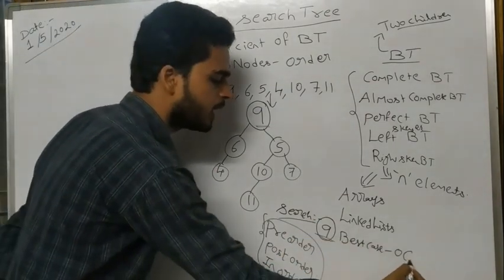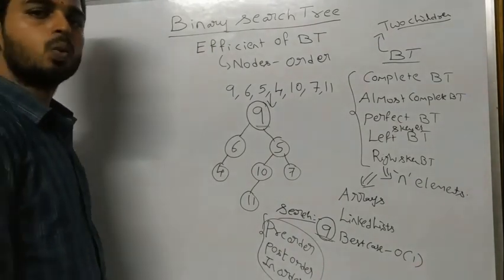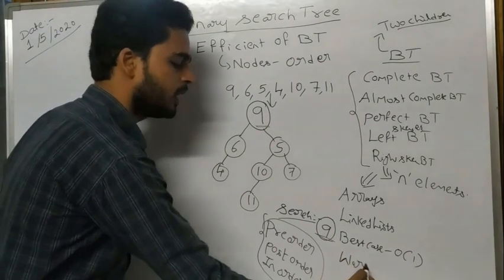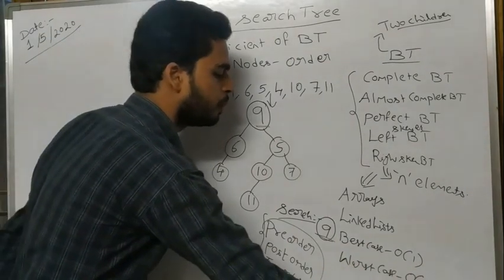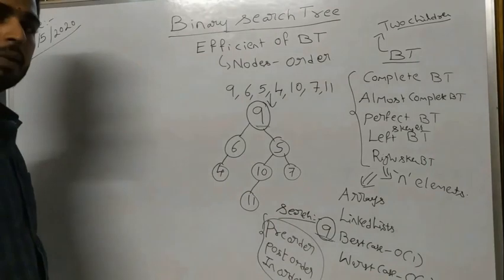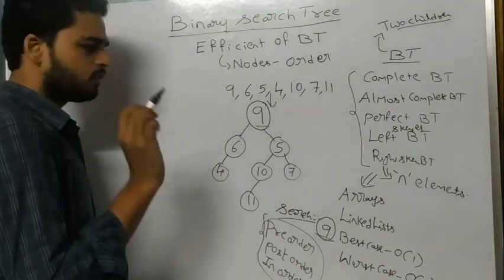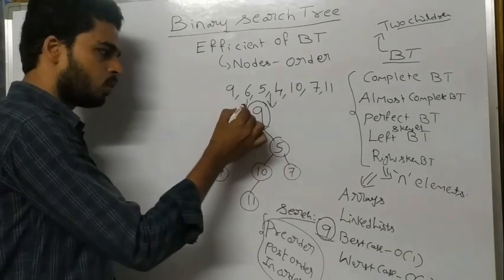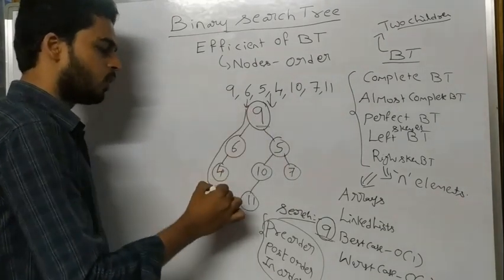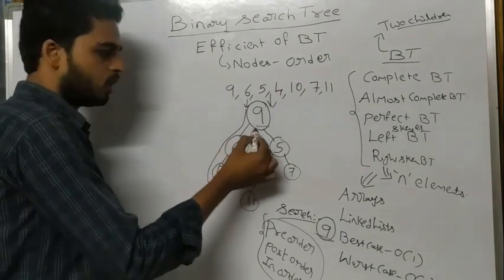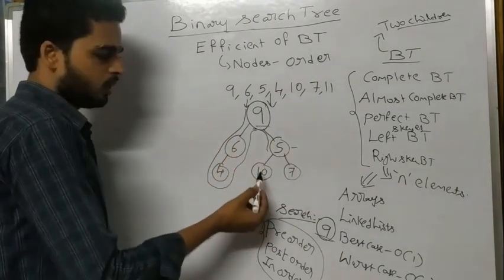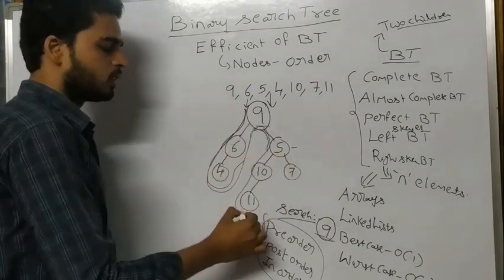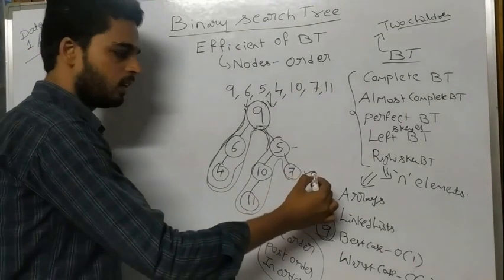How much time complexity are you getting? Big O of 1. And what about the worst case? In the worst case, it is going to take big O of n time complexity, not only a single time. For example, I want to search for the element 5. It will start traversing from the root node 9 and it will come to 6, 4. No, not 4. Then it comes to 5. If you want to search for the value 11, it will start searching from 6, 4, like this. If you want to search for the value 7, it will complete.